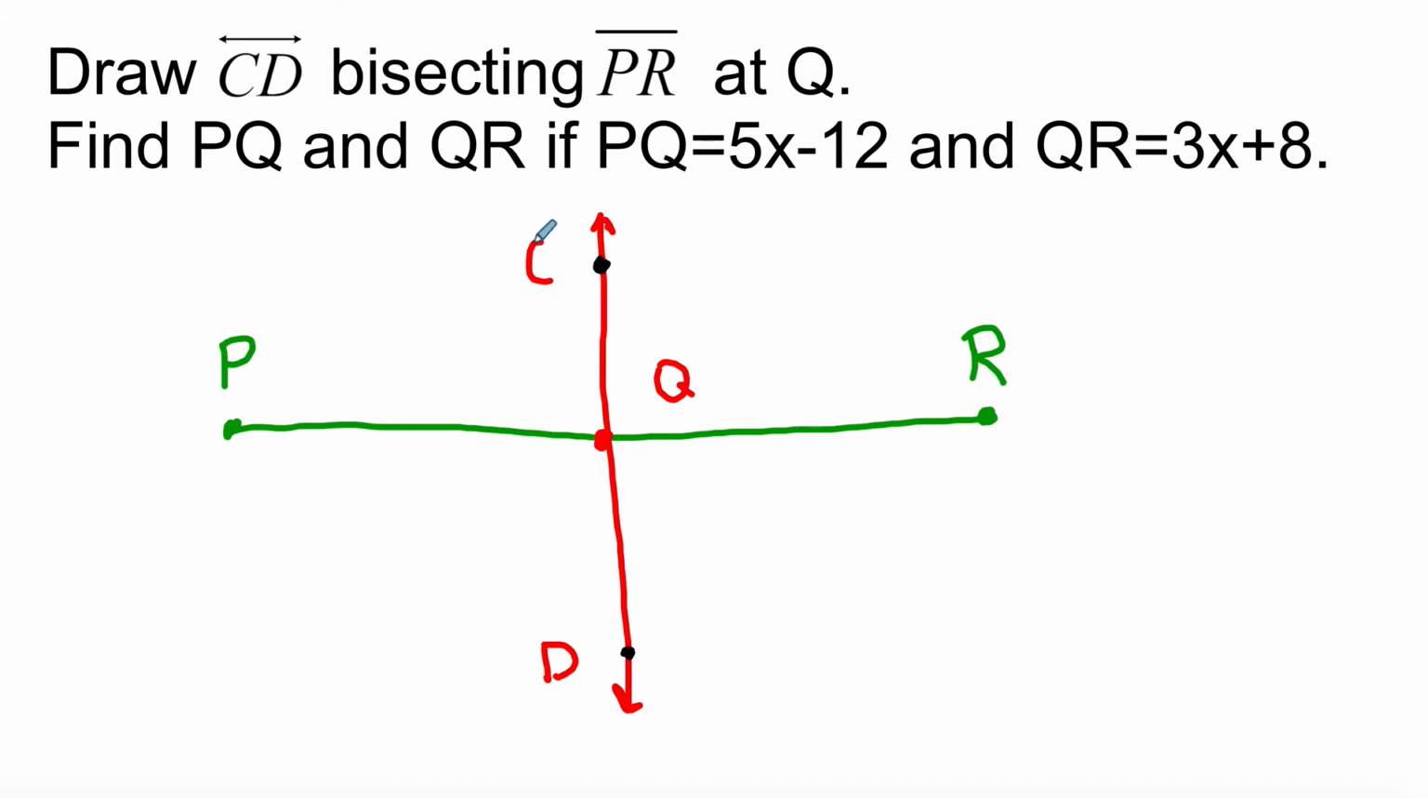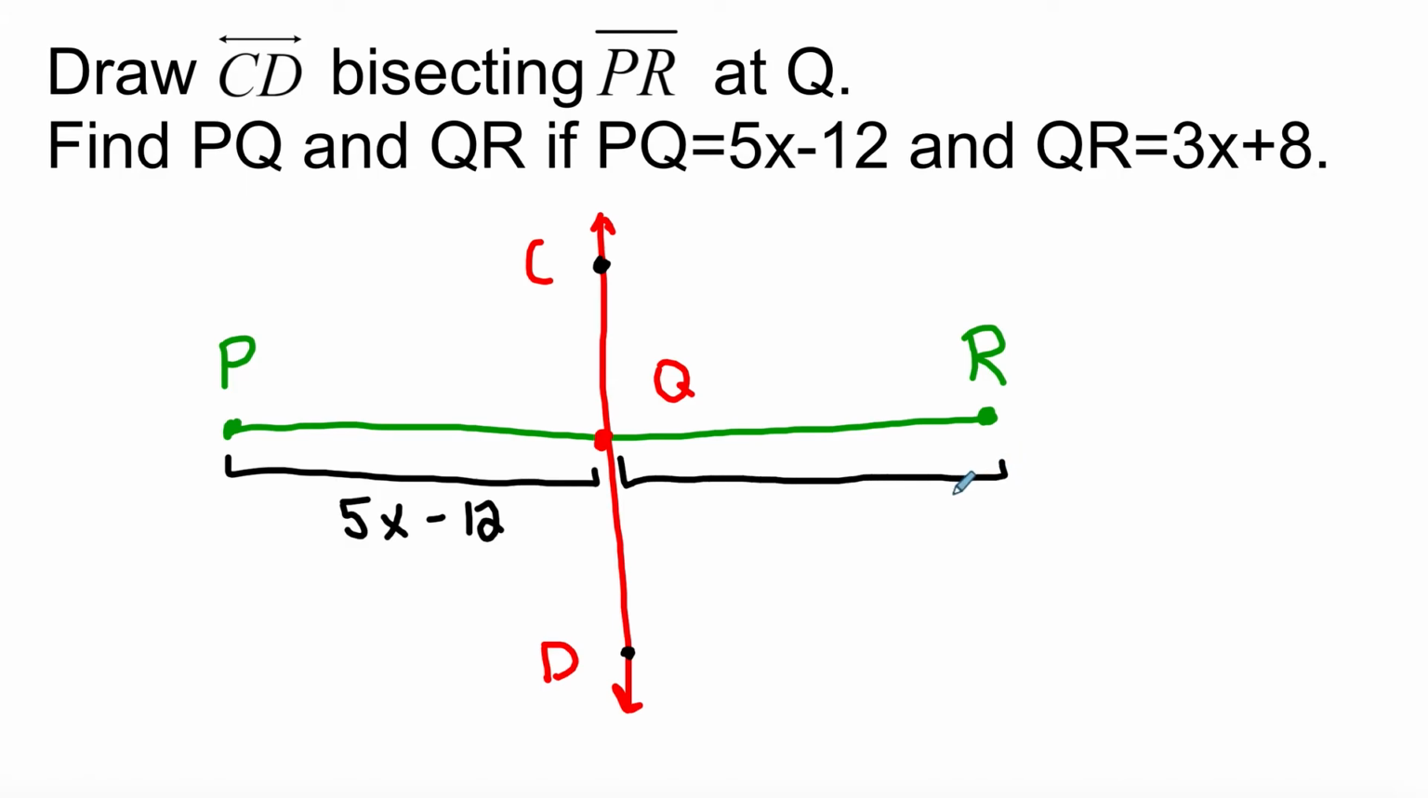And then it asks us: find PQ and QR if PQ equals 5x minus 12 and QR equals 3x plus 8. So basically what it's saying is this distance right here is 5x minus 12, and this distance right here is 3x plus 8.